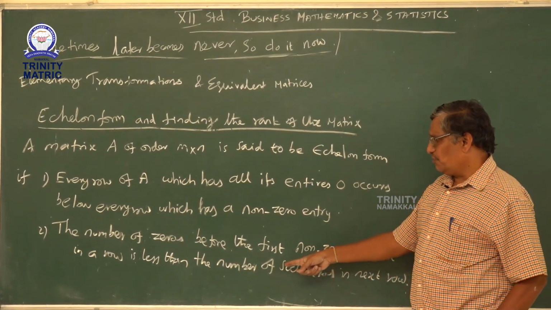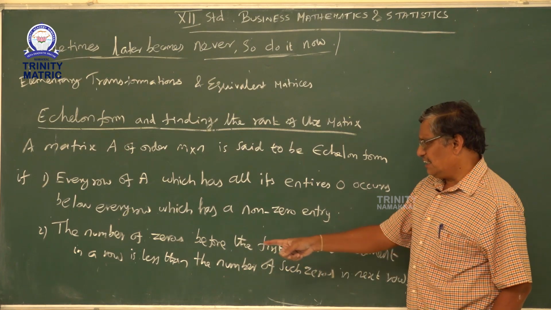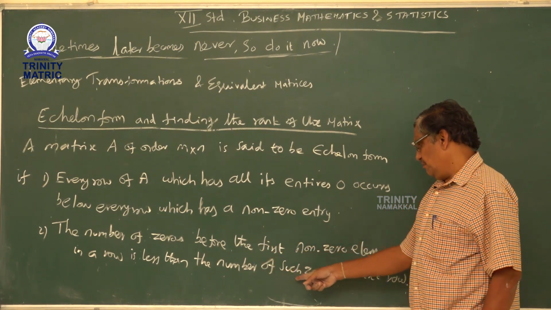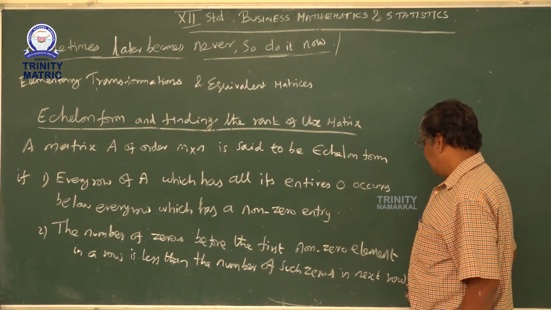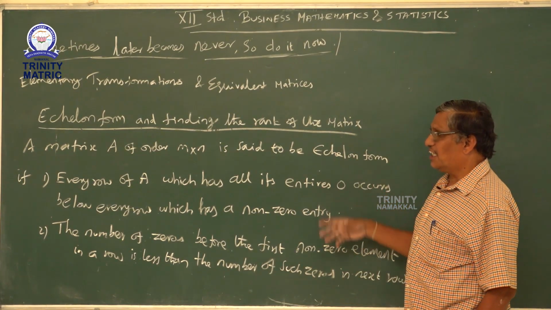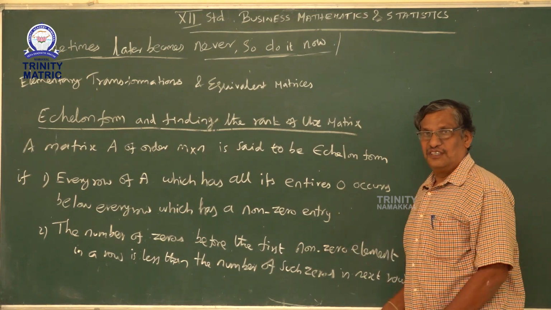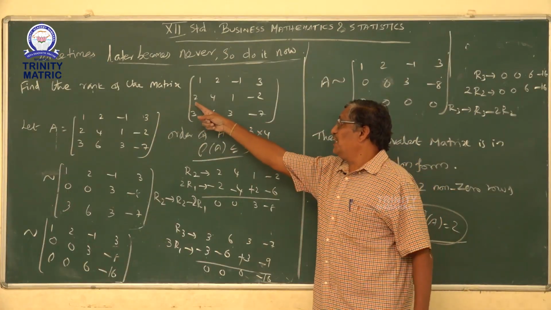The next point is that the number of zeros before the first non-zero element in a row is less than the number of such zeros in the next row. According to that, how will we find the rank by echelon form? I will teach one or two sums, then you will do it on your own. Find the rank of the matrix.